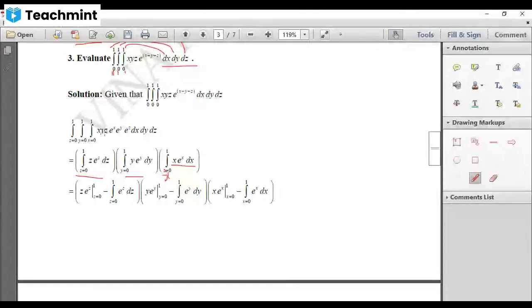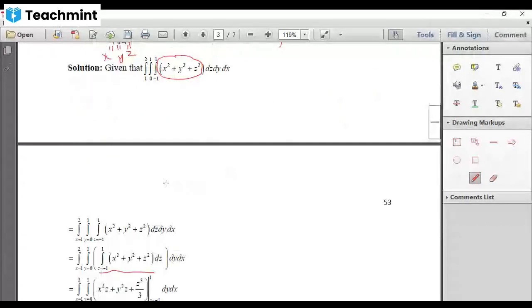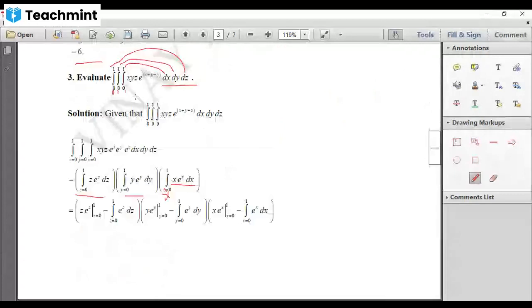If it is possible to separate like this, that is not possible here. Even though the limits are constants, we cannot separate them as three different integrals. Why? Because in the function, right, you are having a sum. It is not possible to separate it. Here it is a product, right? That's why we can separate it.